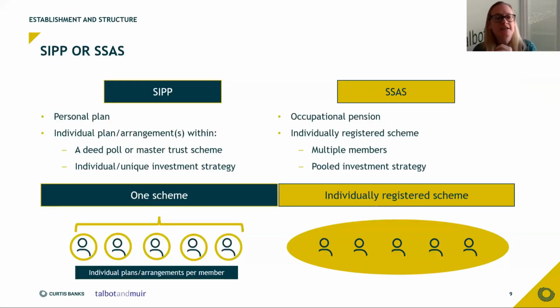So look at our next one. I really like this slide, and I think it illustrates on an infographic the differences between SIP and SSAS. If I could ask you to have a quick refresh on this one: on the SIP side, remember that SIP is a personal pension plan and it's an individual arrangement. On the SSAS side, it's an occupational pension scheme and it's a registered pension scheme with multiple members.